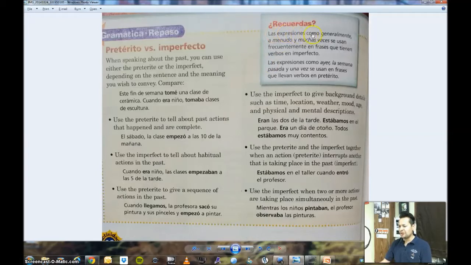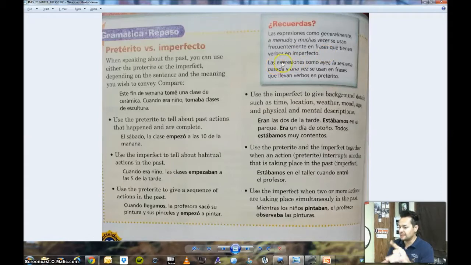Las expresiones como generalmente, a menudo y muchas veces se usan frecuentemente en frases que tienen verbos en el imperfecto. What that means, if you use phrases in Spanish such as generalmente, generally, a menudo, often, and muchas veces, a lot of times, that's your clue. Those are keywords and phrases that will give it away that your verbs are in the imperfect tense.